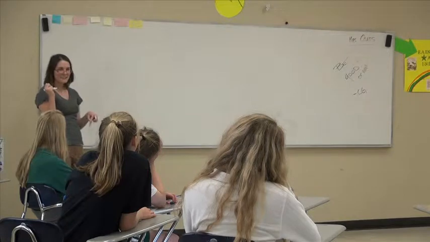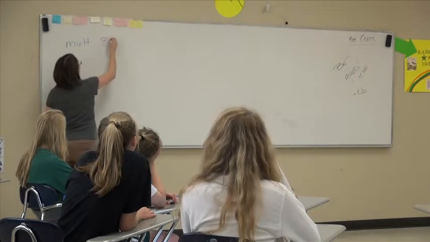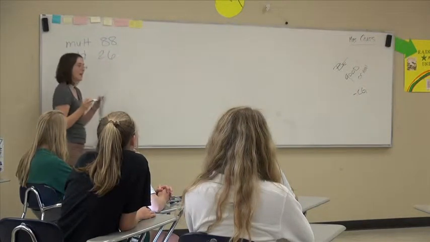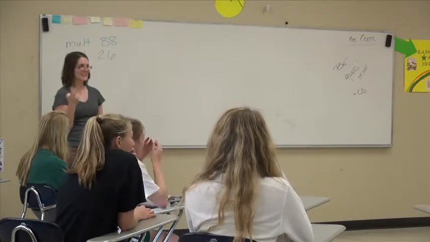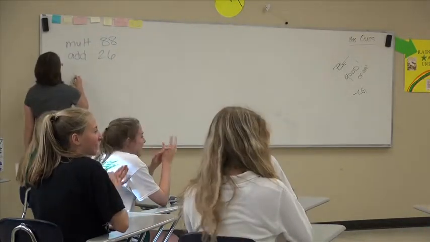I have two numbers in my head. They multiply to 88, and they add to 26. What are they? 22 and 4.